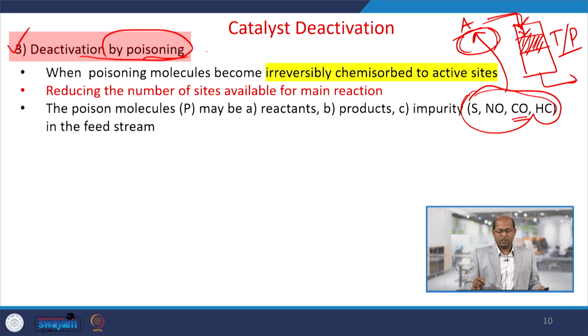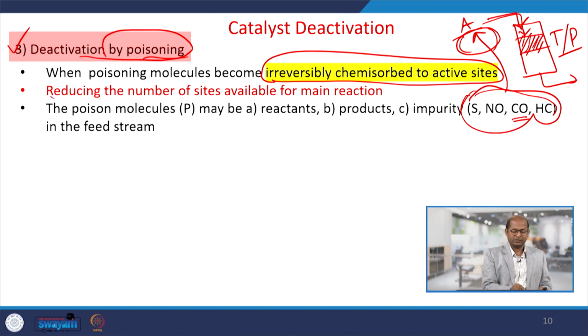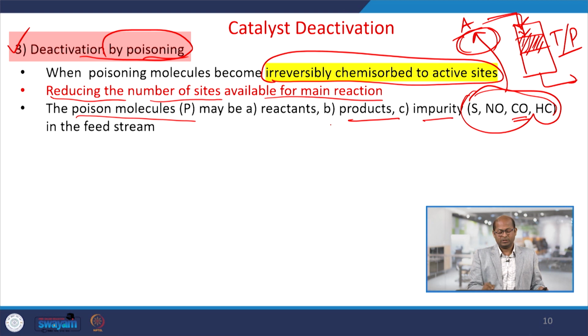Okay. So, the poison molecules irreversibly chemisorb on the active sites of the catalyst, and therefore reduce the total number of sites available for the main reactions. The poison molecules may be products, impurities present in the streams, or maybe reactants; sometimes some reactants also act as a poison.